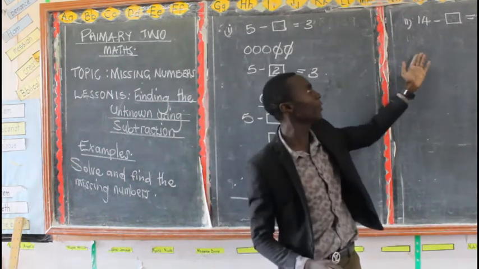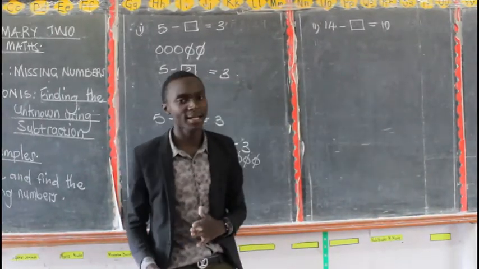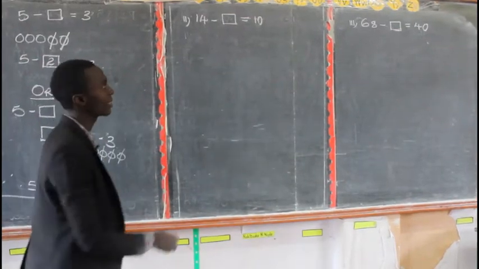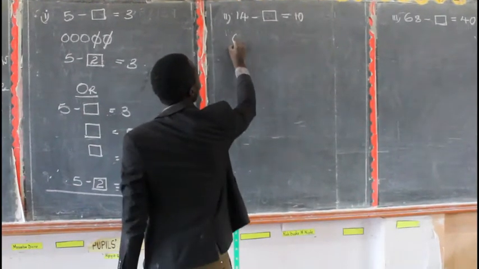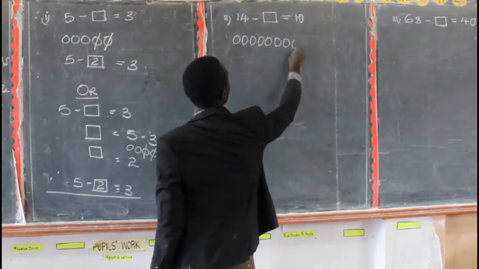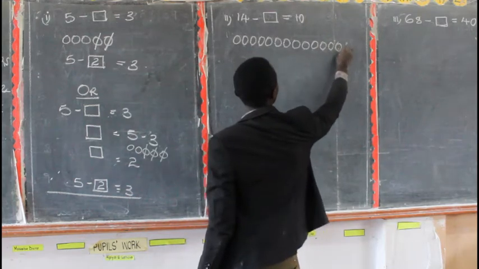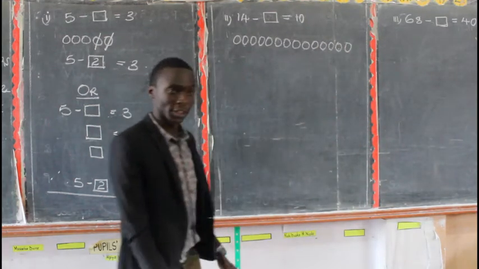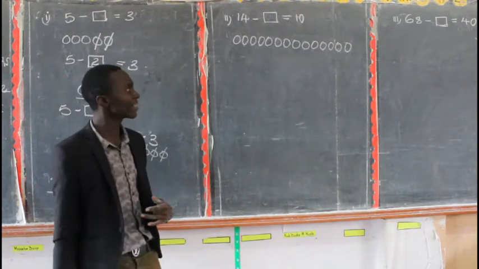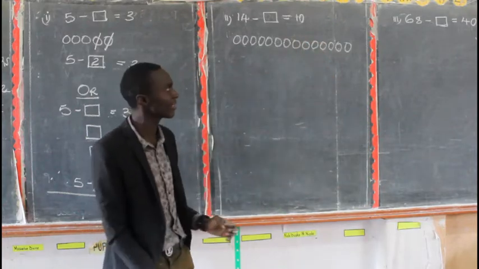It is saying, when you get 14, you subtract a number, you will get 10 as the answer. Let us count how many 14s. 1, 2, 3, 4, 5, 6, 7, 8, 9, 10, 11, 12, 13, 14. When you get 14, you subtract a number, you get 10 as the answer. But what number are we going to subtract from this 14 in order to get 10 as the answer?